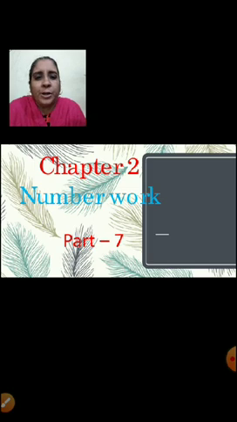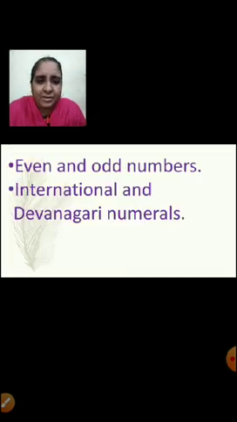Today we are going to continue chapter 2, number work part 7. In today's class we are going to learn even and odd numbers, international and Devanagari numerals.